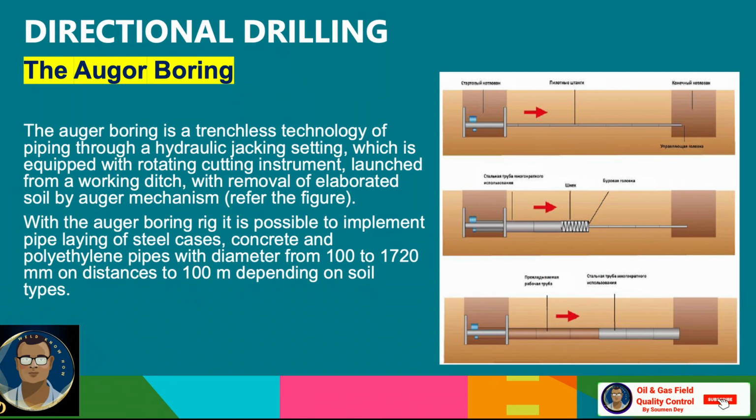The second method is auger boring. Auger boring is a trenchless technology of piping through a hydraulic jacking setting, which is equipped with a rotating cutting instrument launched from a working ditch, with removal of excavated soil by an auger mechanism.